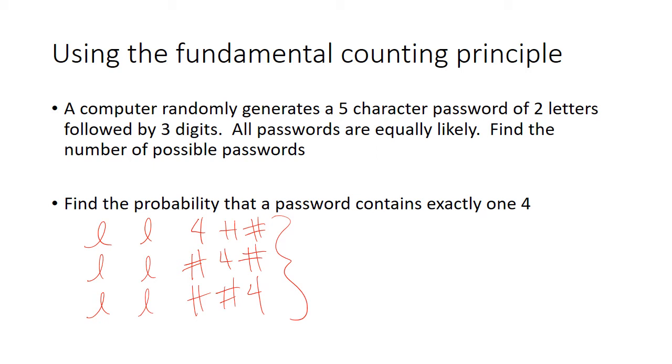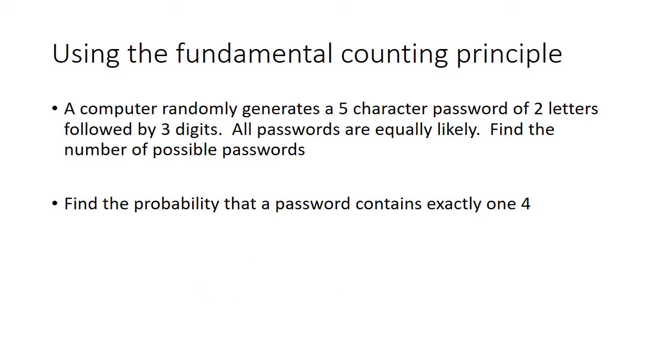So what we're going to do is find the probability that it happens in the first spot. We'll find it where it happens in the second spot, and we'll find it where it happens in the third spot. When we add those probabilities up, we'll say that the password contains exactly one 4.